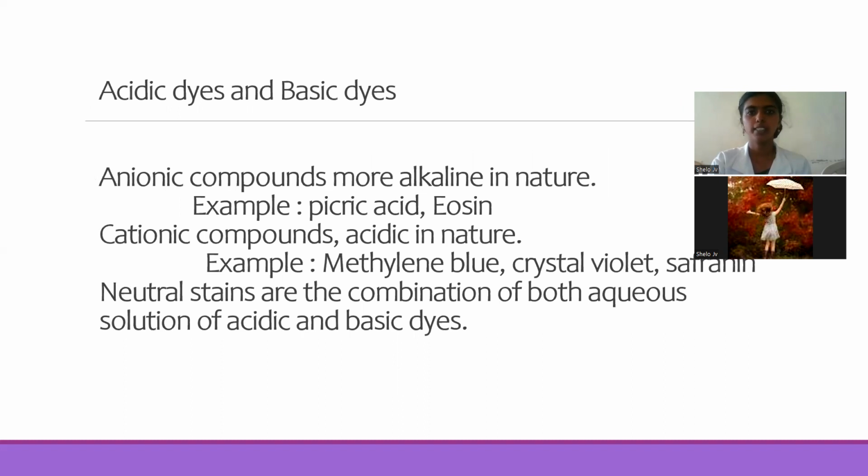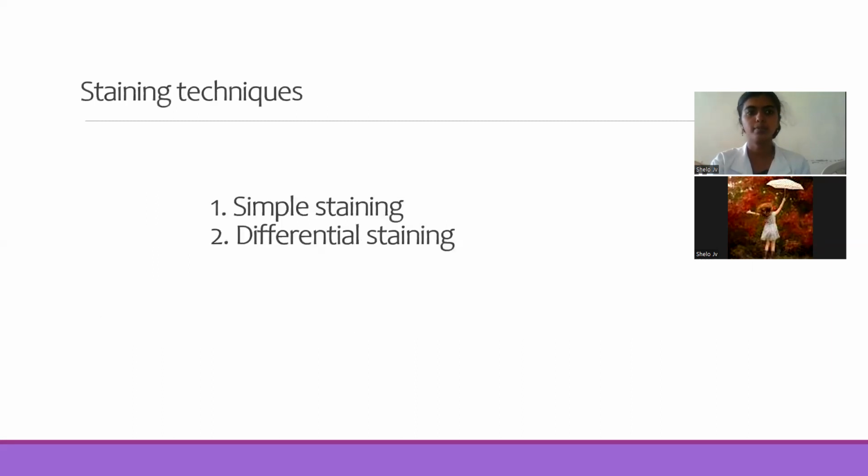Acidic dyes and basic dyes. First one, acidic dyes are anionic compounds, and they are alkaline in nature. Example, picric acid and eosin. Basic dyes are cationic compounds and acidic in nature. Example, methylene blue, crystal violet, and safranin. Neutral stains are a combination of aqueous solutions of acidic and basic dyes.